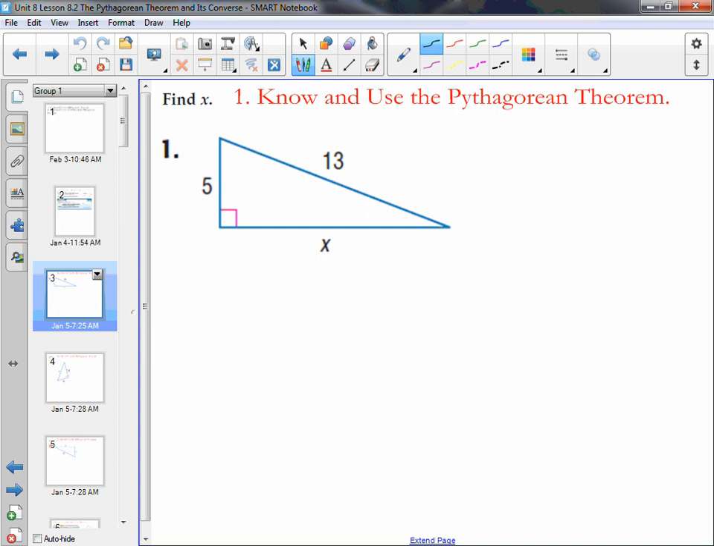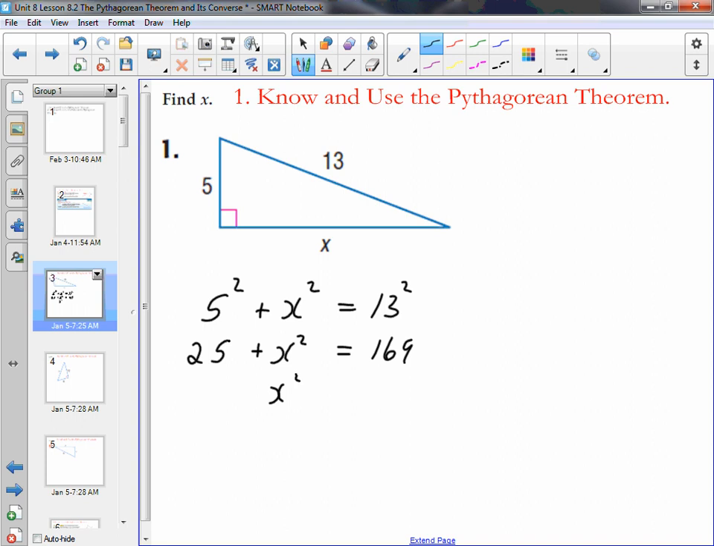So, one leg squared, 5 squared, plus the other leg squared, x squared. Could I have written x squared plus 5 squared instead? Of course. And it equals the hypotenuse squared. Then you solve it for the unknown. So that's 25 plus x squared equals 169. Then we subtract 25 from both sides. We get x squared equals 144. And now we take the square root of both sides.